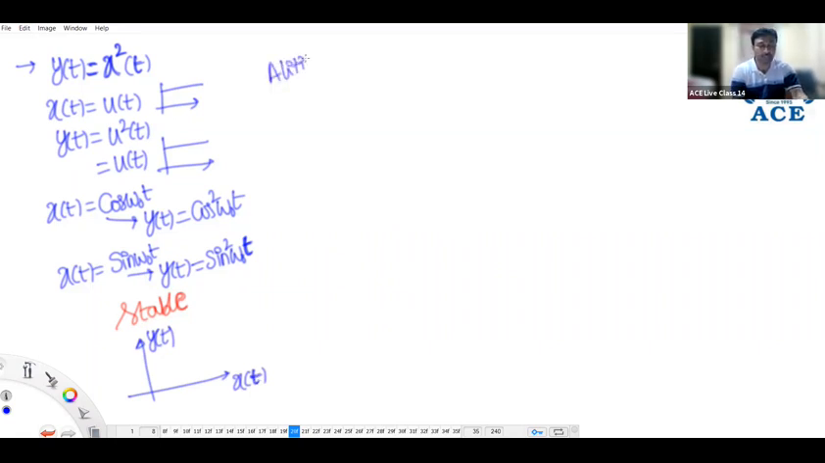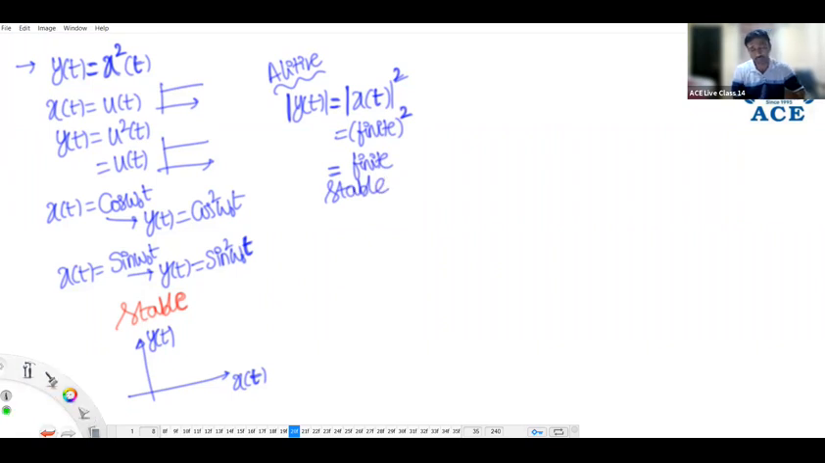The alternative way of answering this is simply to take the modulus on both sides of the system expression. Mod y(t) is mod x(t) whole squared. Our definite requirement is mod x(t) must be finite. Don't apply any input but assume finite. A finite quantity whole squared is finite. System is stable. With input you can check, without input also you can check.